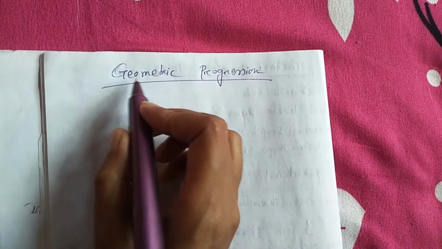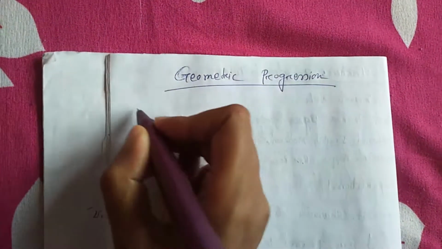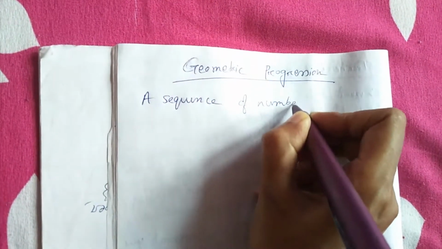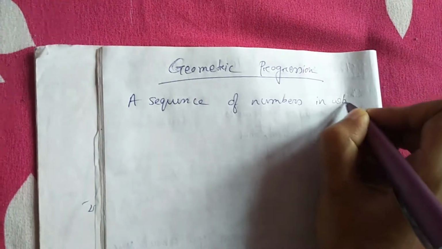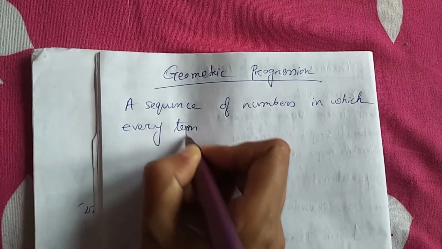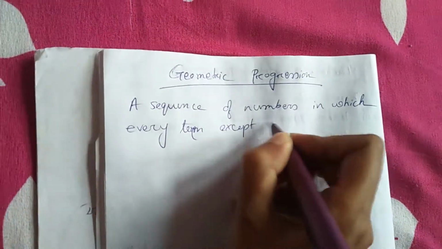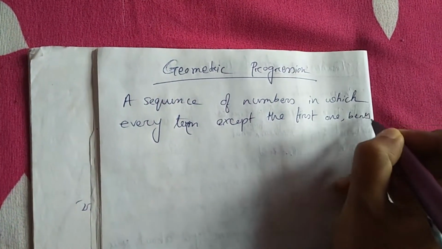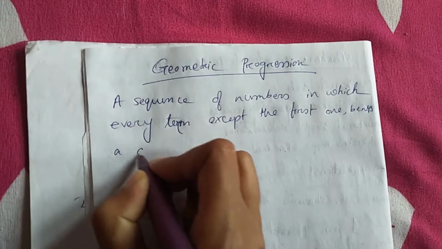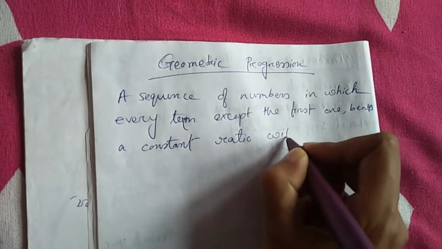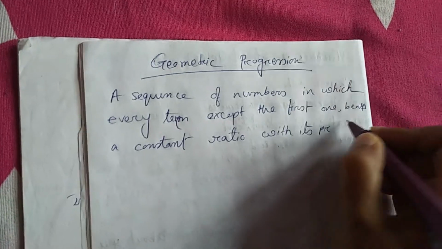So in this video we will discuss geometric progression. Let us write the definition first. What is geometric progression? It is a sequence of numbers in which every term except the first one bears a constant ratio with its preceding term.